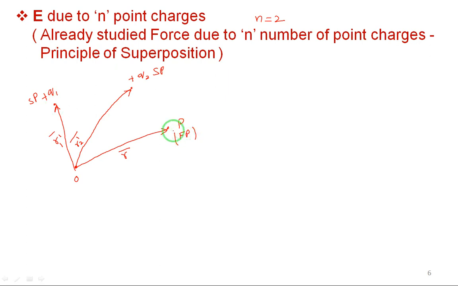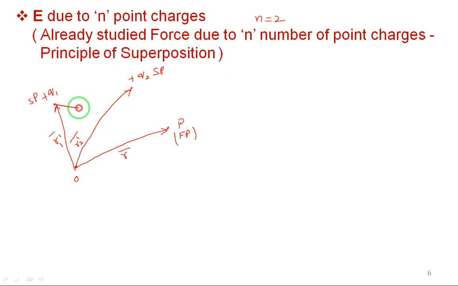Okay, we have located the field point at point P. Then I want to find out what is the electric field intensity at point P due to charge Q1. That is one thing. Let me call it E1. Then what is the electric field intensity at point P due to charge Q2? Let me call it E2. Then the total electric field intensity at point P acting due to the two charges Q1 and Q2 is E1 plus E2, right? I hope you understood this.